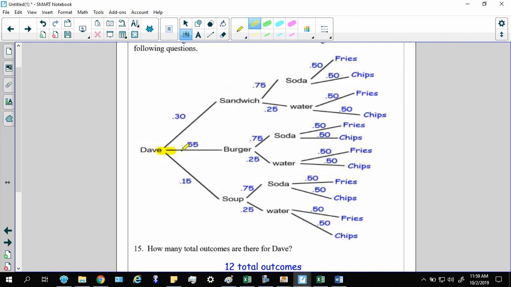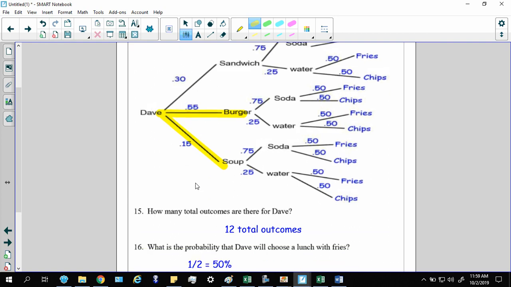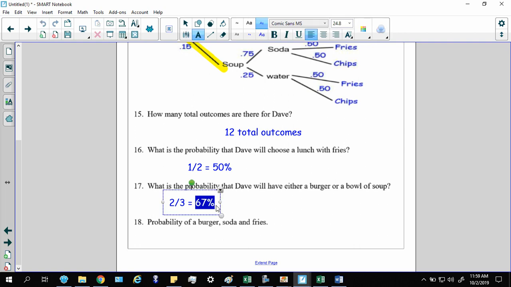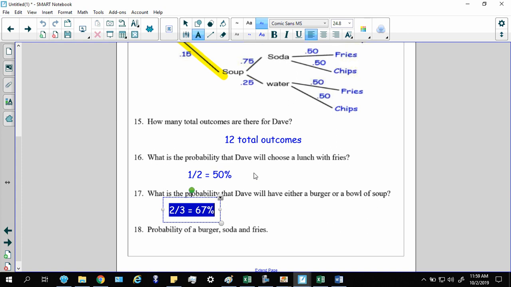A burger is a 55% chance. A soup is a 15% chance. All right, I totally forgot about these numbers on here. Going way too fast. So 55%, 15%. I'm going to add those 2 percentages together because this particular tree actually gives us the likelihood of something happening. So it would be 55% plus 15%, which gives me 70% chance of something happening.